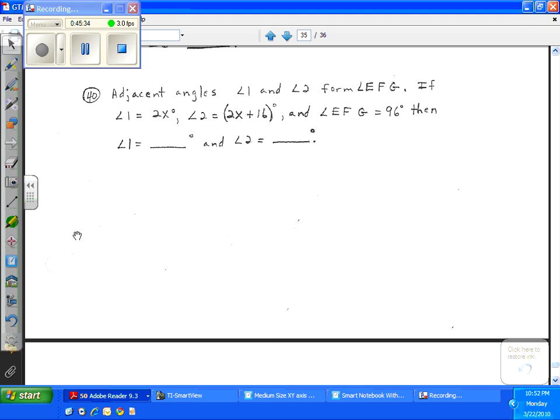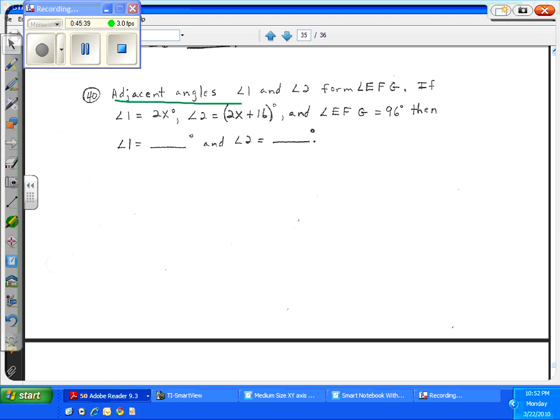Number 40. Adjacent angles 1 and 2 form angle EFG. Now that's getting a little complicated here, so we're going to draw a picture. Angle EFG was the big angle formed. It was formed by angles 1 and 2, two smaller angles. Remember, if you get stuck in the mud, you put it in four-wheel drive. If you get stuck in geometry, you draw a picture.